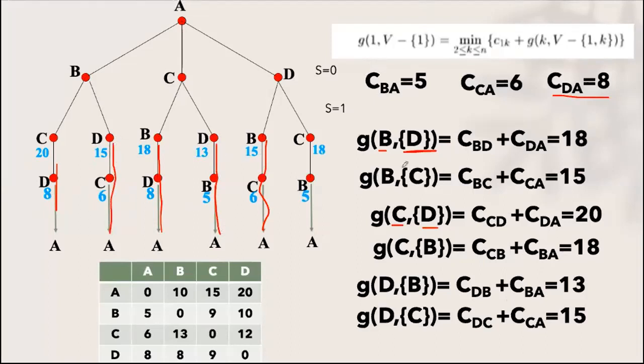Is it clear? So we have found out the intermediate cost of two vertices. Okay, for two-vertex paths, we have found out various costs. Next, we have to go one layer above.